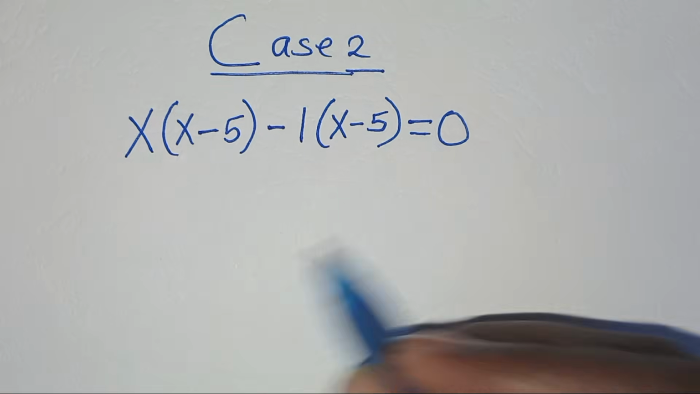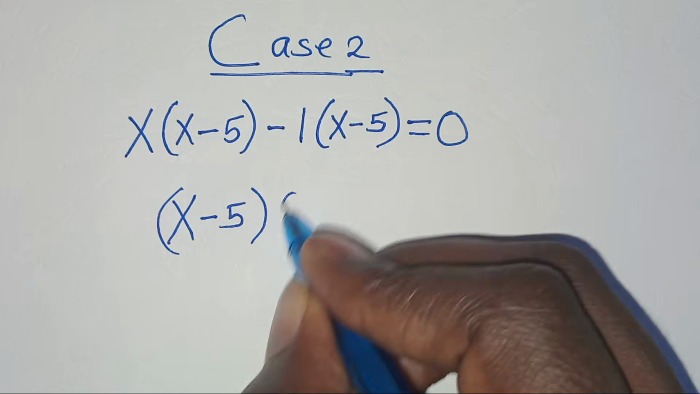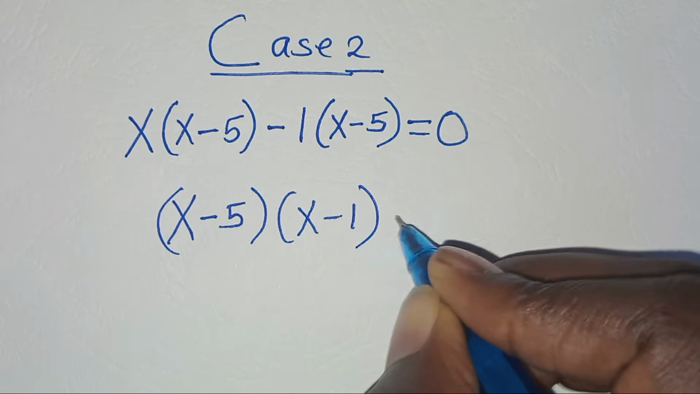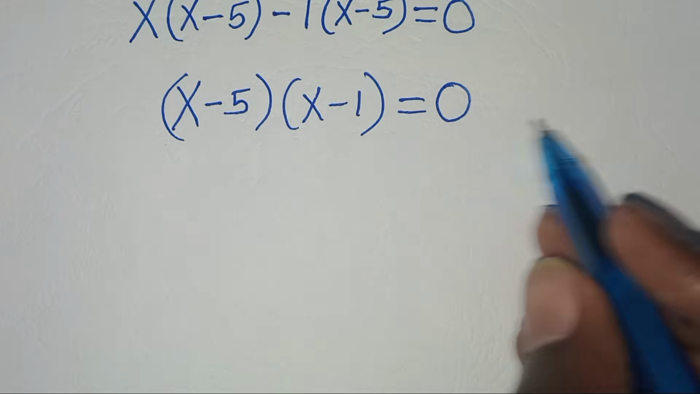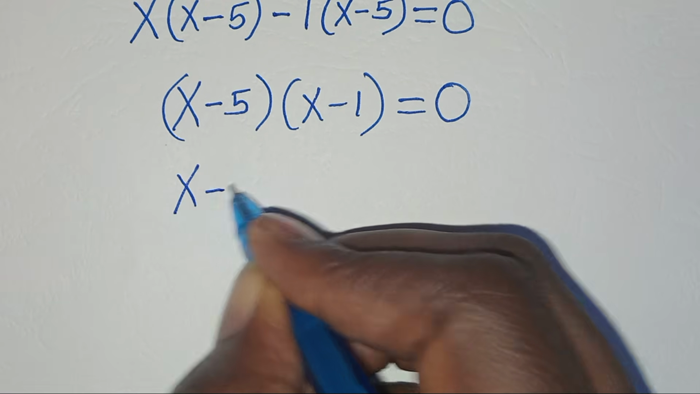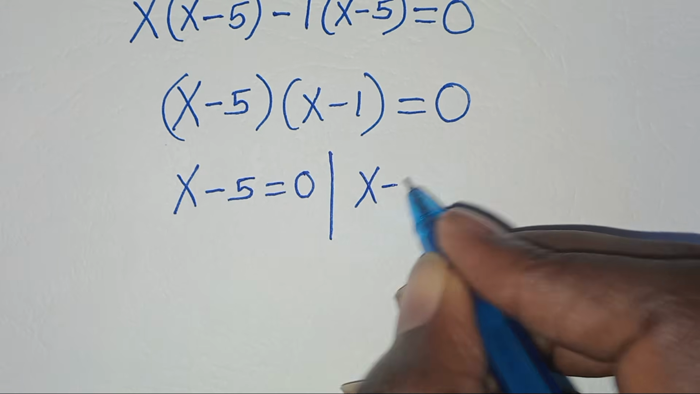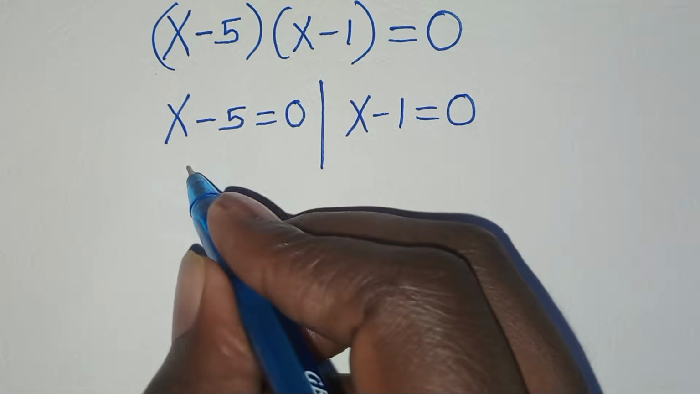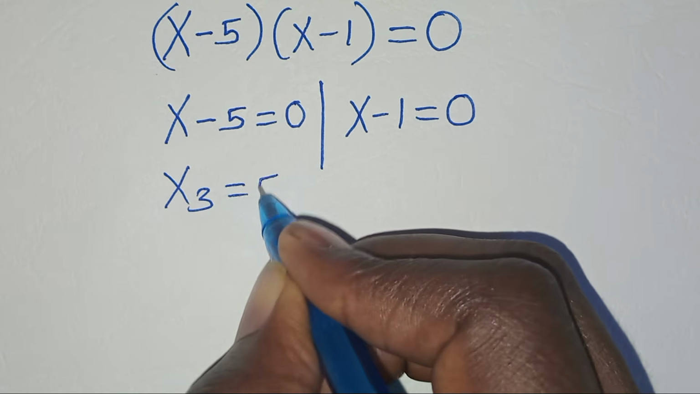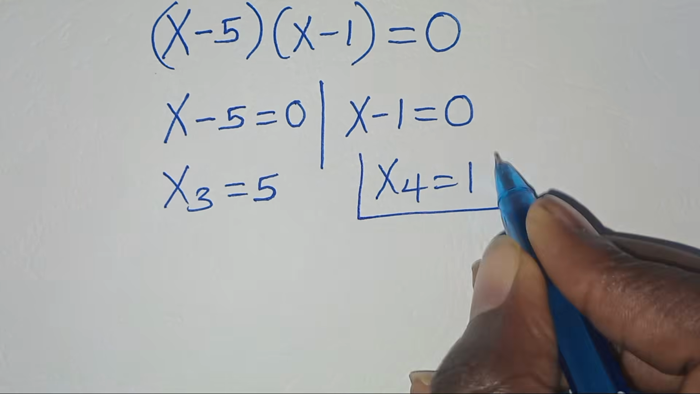X minus 5 is common here. We factor out x minus 5. Here we have x, subtract 1. This is equal to 0. So we have got two parts here. That is x minus 5 equal to 0, then x minus 1 equal to 0. So we have x3 equal to 5, x4 equal to 1.